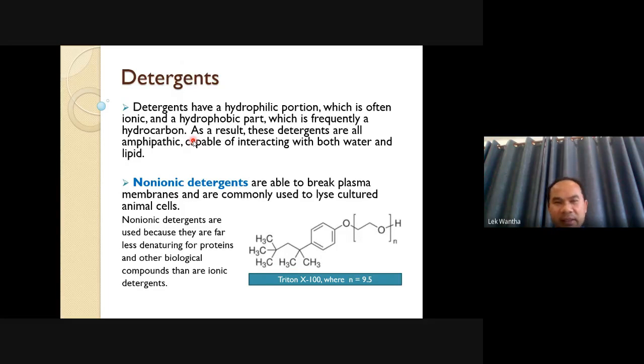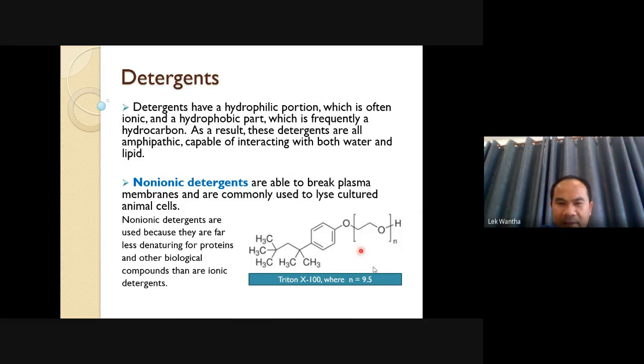Or with another technique, you can use a detergent to dissolve the cell wall. As I told you earlier, a detergent has two portions: hydrophilic and hydrophobic. Hydrophobic means the part that cannot dissolve in water, and hydrophilic is the part that can dissolve in water. For this case, the hydrophilic portion is ionic, an ionic compound, and the hydrophobic part is a hydrocarbon.